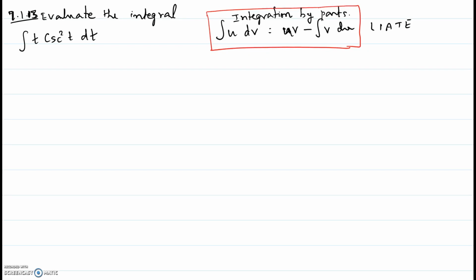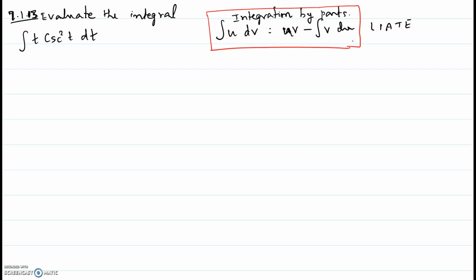Hi, in this video, I will be showing you problem number 13 of chapter 7, section 1. Evaluate the integral of t cosecant squared t dt. So we will be applying integration by parts, which is the integral of u dv equals uv minus the integral of v du.